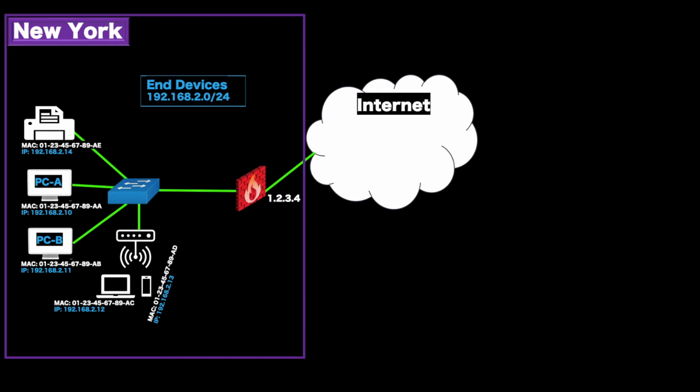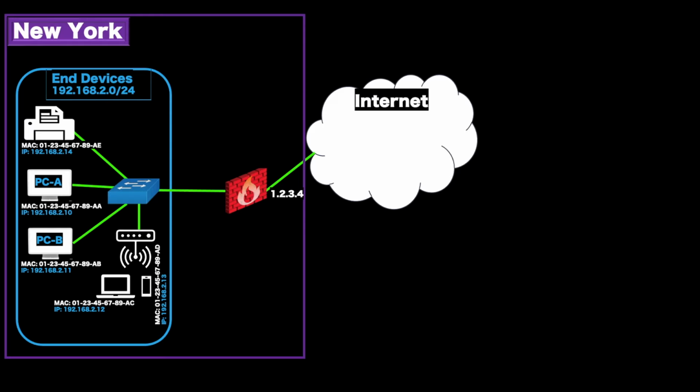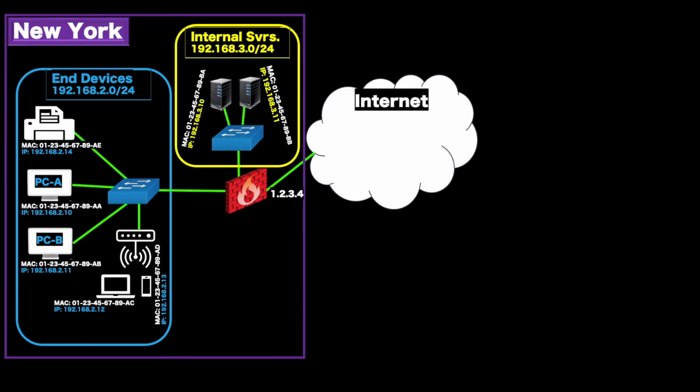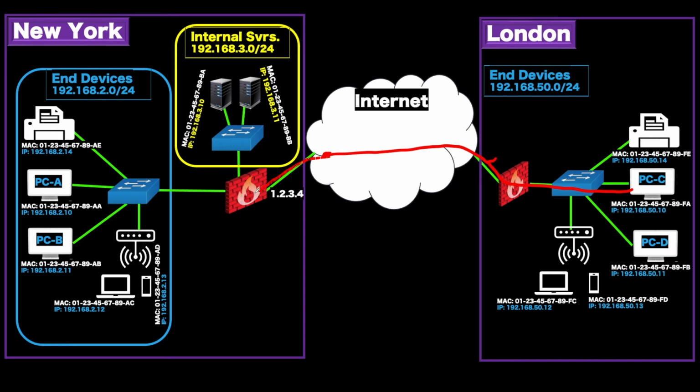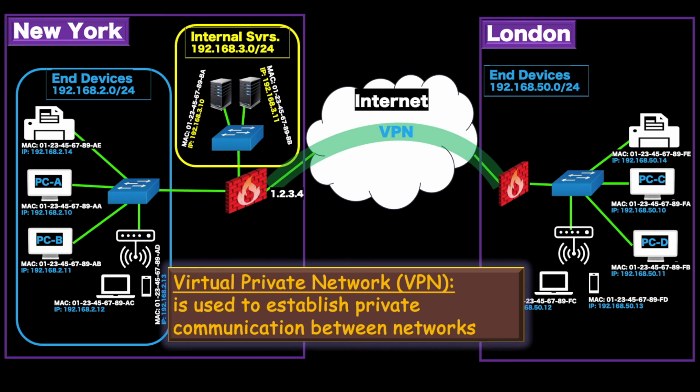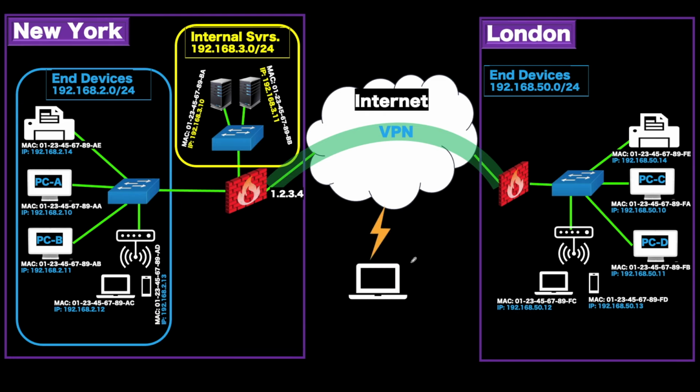The company also has a non-critical internal app they are planning to host in the cloud. But in the meantime, the internal app is running on the internal servers in a separate subnet as shown in this updated network topology. There is also the option to implement VLAN, but we are not doing that here. It happens that the company opened another office in London, and London users need to access the internal app in the New York office. To achieve this, a site-to-site VPN was created over the internet between the New York and London office firewalls. A virtual private network, VPN, is used to establish private communication between networks, mostly over an untrusted network like the internet.